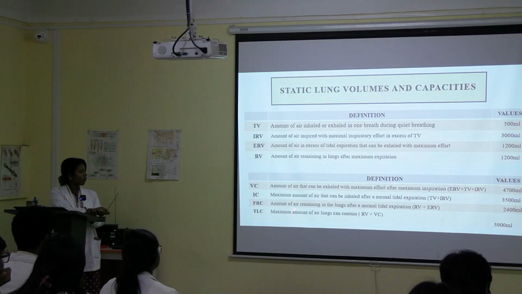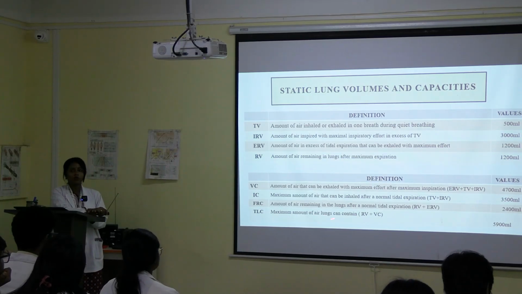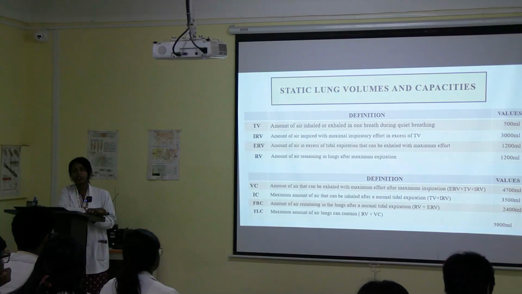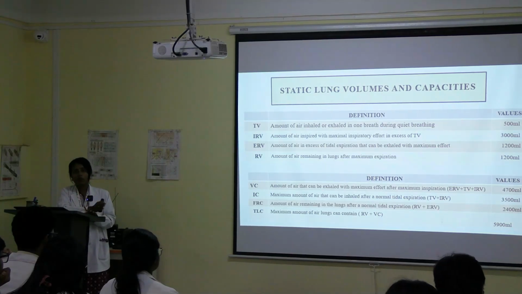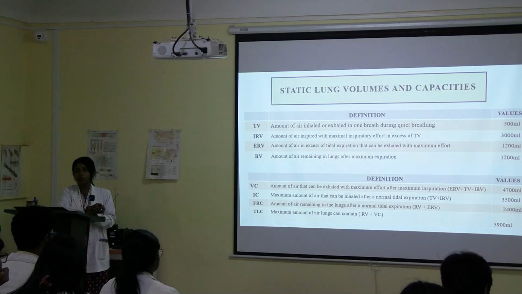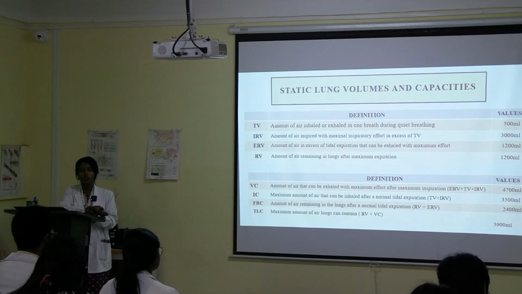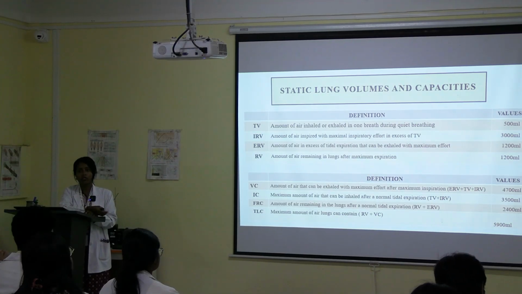So total lung capacity is the maximum amount of air that our lung can take. Okay. So in the outside atmosphere, we have so much air. We cannot take everything. So our lung has a capacity which it can take. So the maximum is around 6 liters. So beyond that, our lung cannot accommodate. Okay.